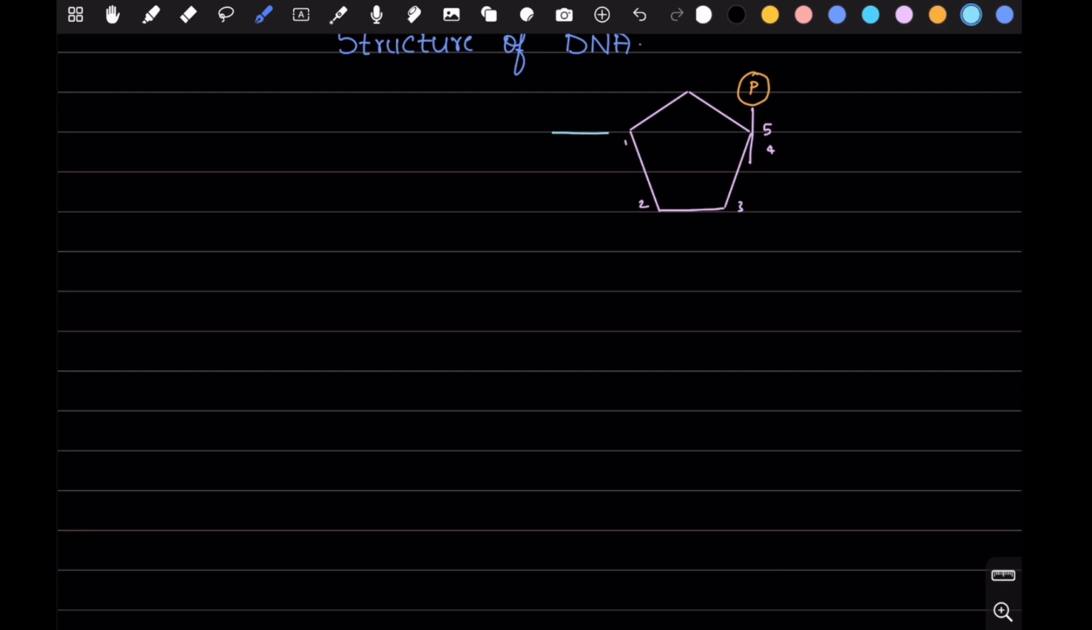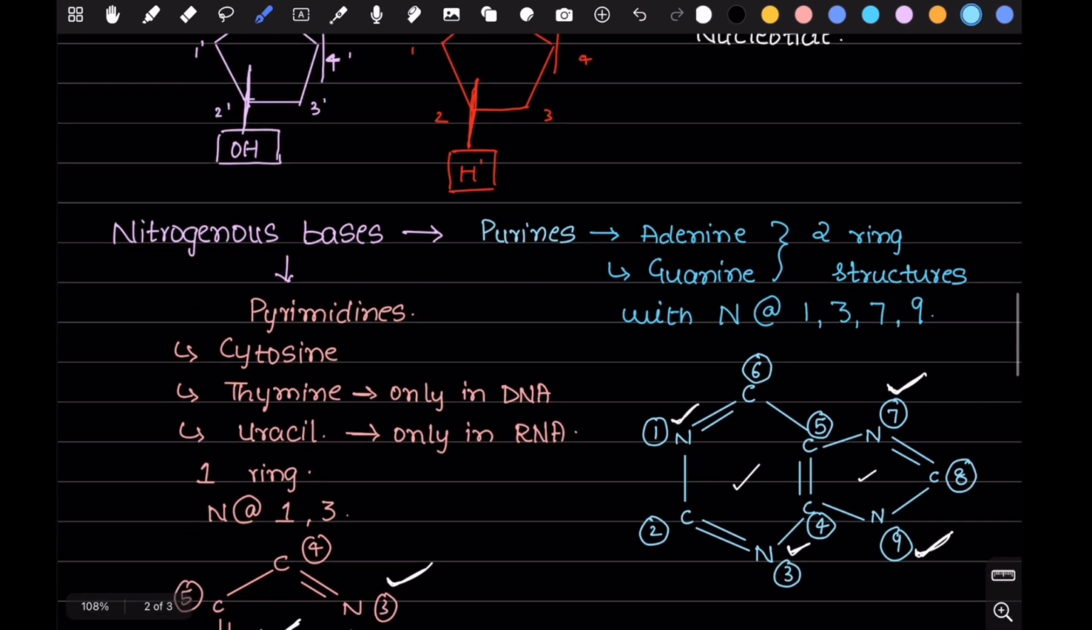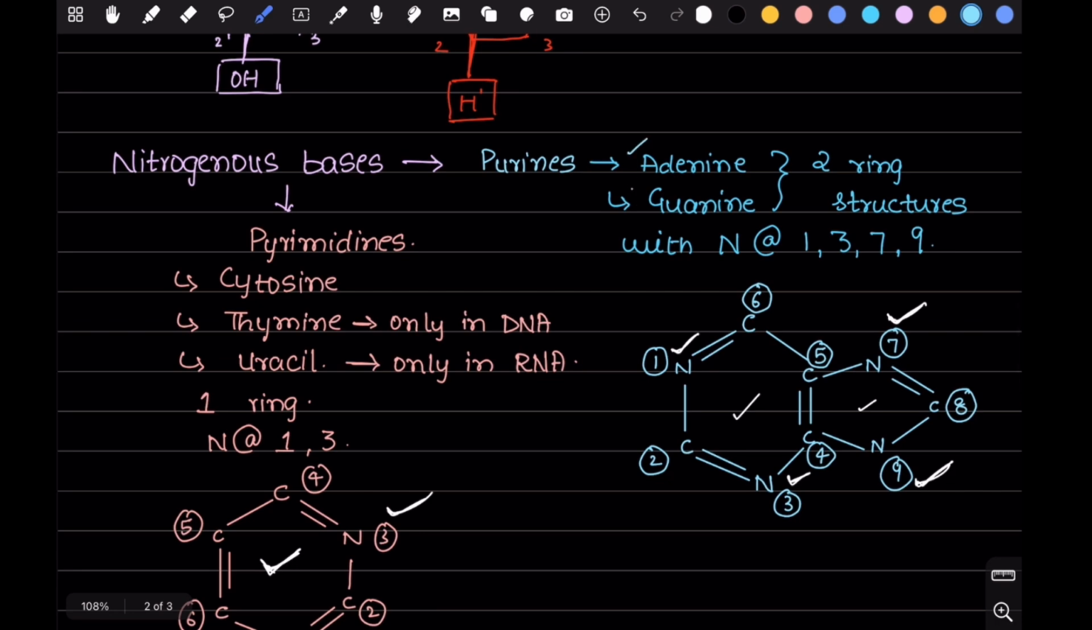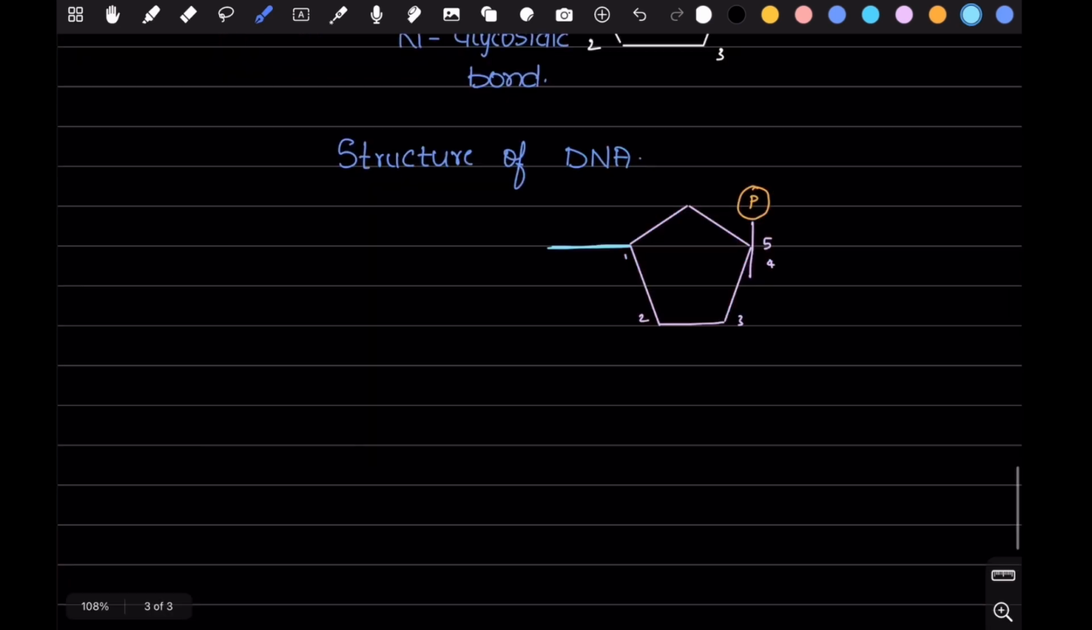And for example, I told you the different types of nitrogen bases. Let's recall that one again. Adenine, guanine, cytosine, thymine. Uracil we can't consider because we are learning the structure of DNA now, and uracil is present only in RNA. So completely in DNA there are 4 types: A, G, C, T. Now let's take G as our nitrogen base over here. G means guanine.